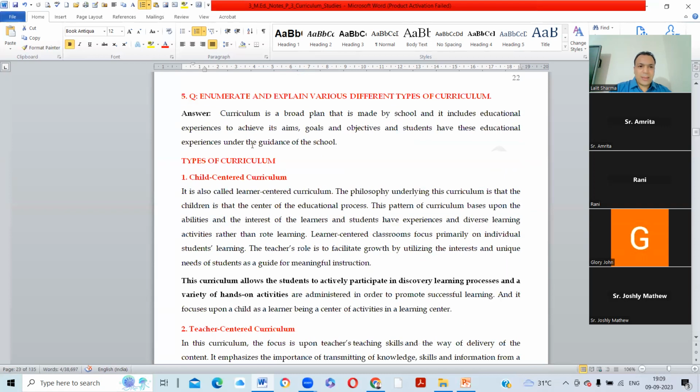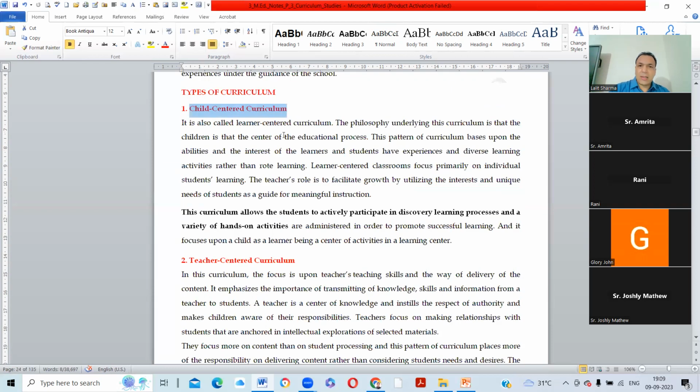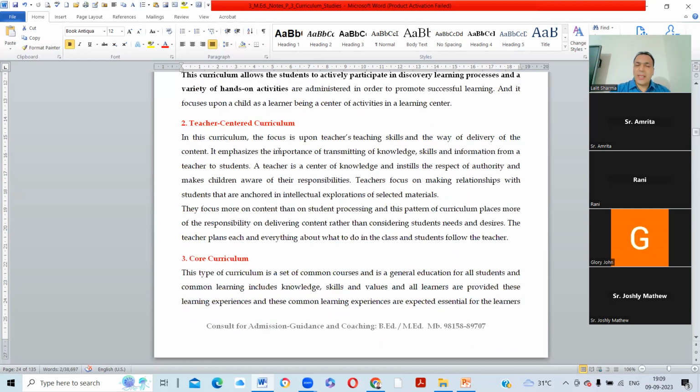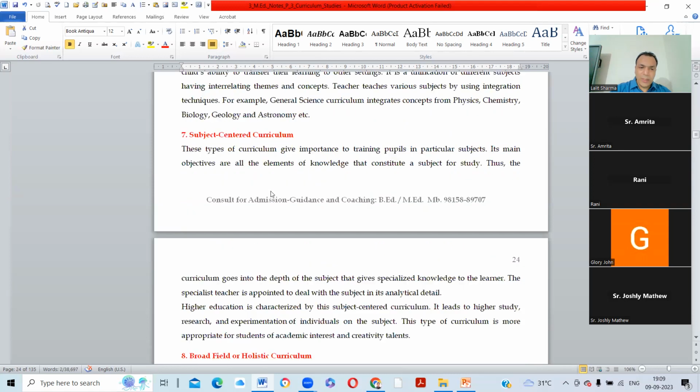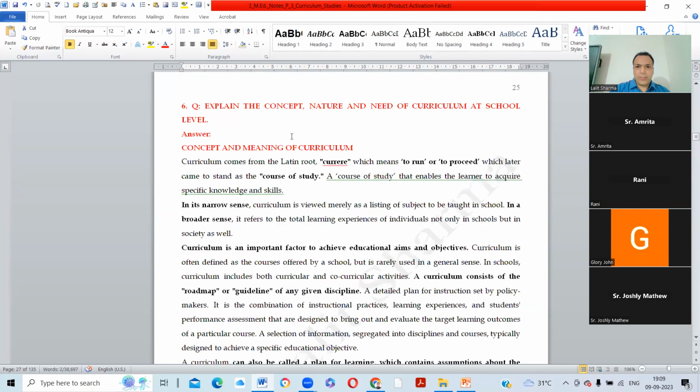So next is, enumerate and explain various different types of curriculum. Look, types of curriculum has come up. We have done child centered curriculum, where we have to keep in mind the philosophy of each child and take care of that. Teacher centered is according to the teacher, then core curriculum. So all these different kinds of curriculum have come up.